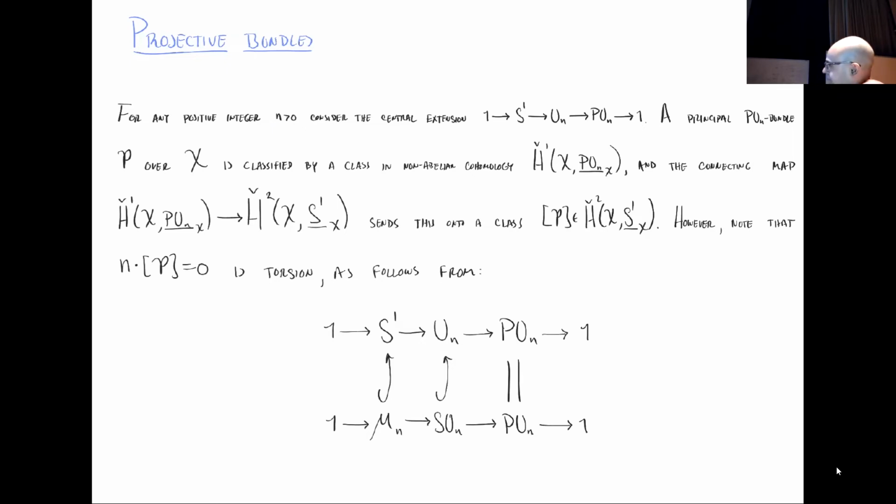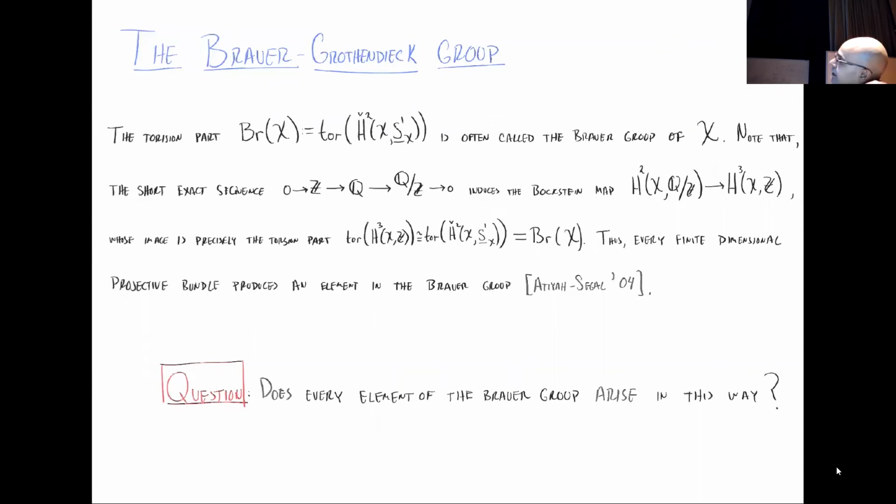Now, the group of torsion elements in H2 is often called the Brauer group of X, or the Brauer-Grothendieck group of X. Moreover, we can also consider this exact sequence where Q mod Z is the procyclic group of roots of unity.